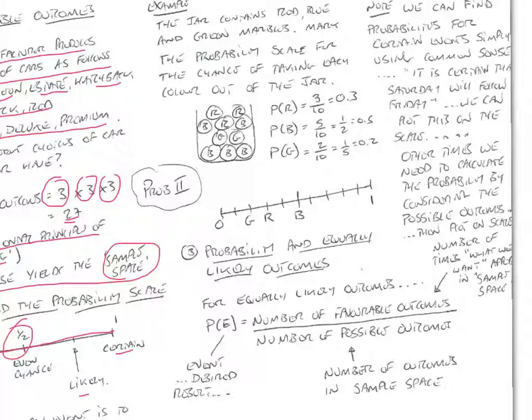We'll just look at an example here. The jar contains red, blue, and green marbles. Mark the probability scale for the chance of taking each colour out of the jar. So the probability of getting a red, well, there's 3 reds in the jar, is 0.3. So we'd mark it there. Of getting a blue, there's 5 blues, 1, 2, 3, 4, 5. So that's 0.5, so that goes halfway up the scale. And a green, then, there's 2, so 0.2. The green would be marked there on the probability scale.